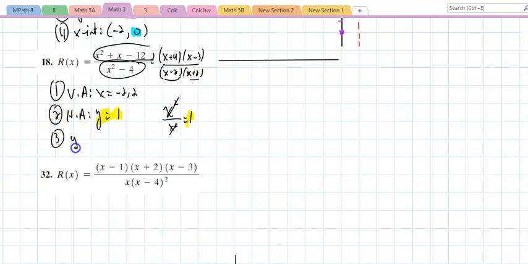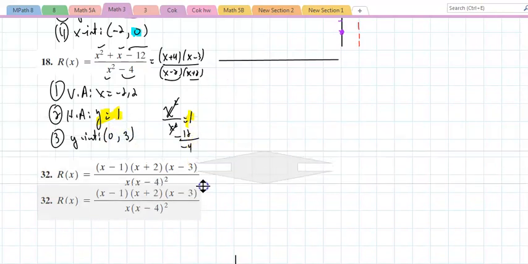3, Y-intercept. Replace x by 0. Put a 0 in for all of these x's that you see. A 0 there, a 0 there. Isn't that a negative 12? A 0 there. Isn't that a negative 4? Negative 12 divided by negative 4. Isn't that a 3?